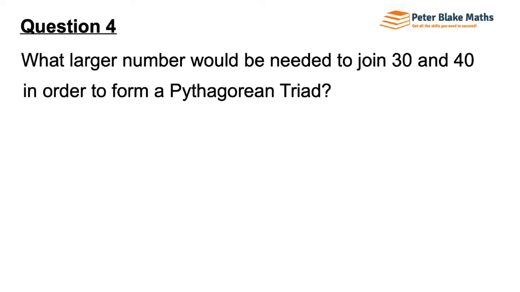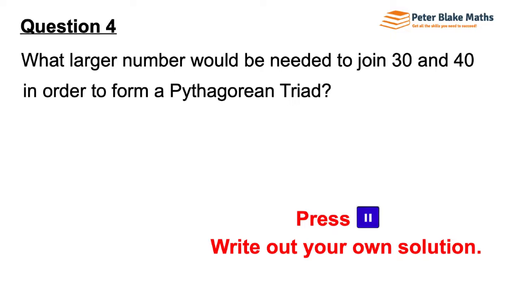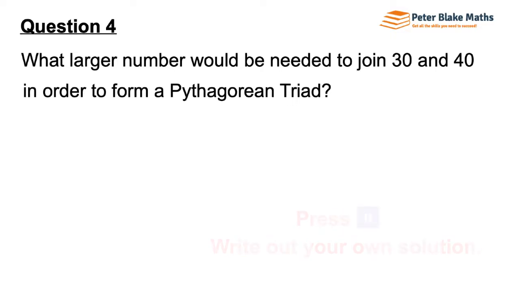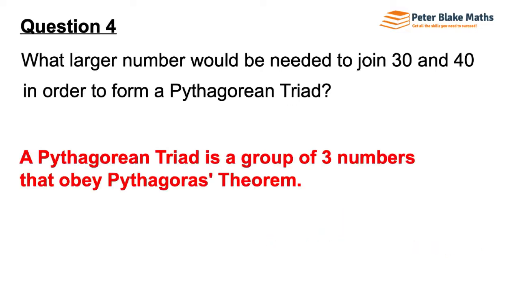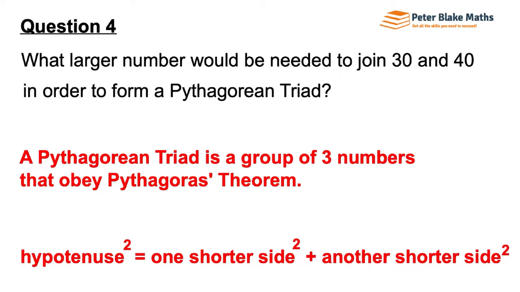Question 4 now. What larger number would be needed to join 30 and 40 in order to form a Pythagorean triad? A Pythagorean triad is a group of three numbers that obey Pythagoras' theorem. So we would have a hypotenuse, one of the shorter sides squared, and another shorter side squared. Those two things are equaling each other.